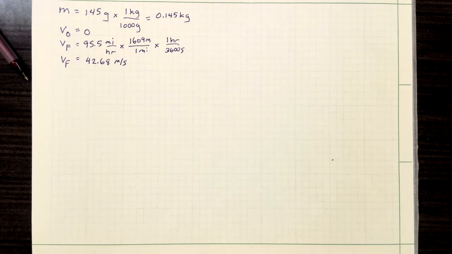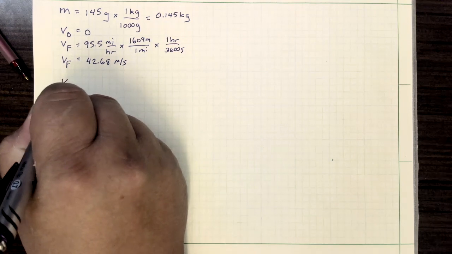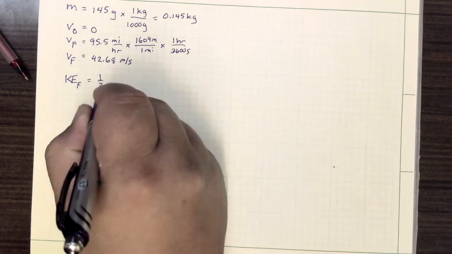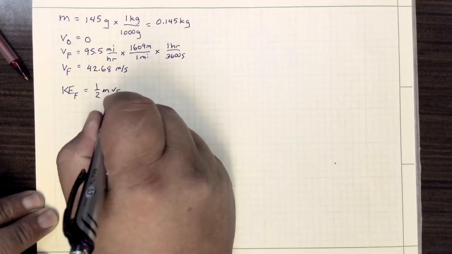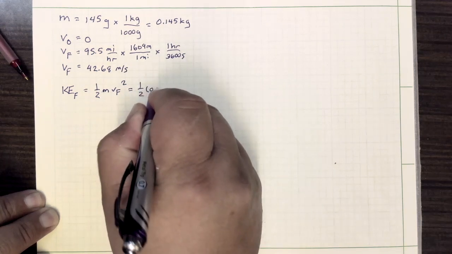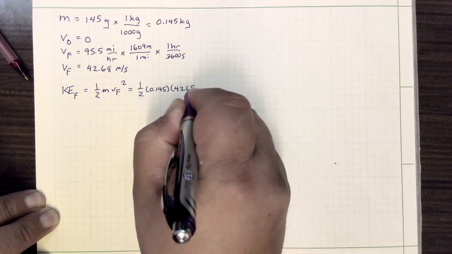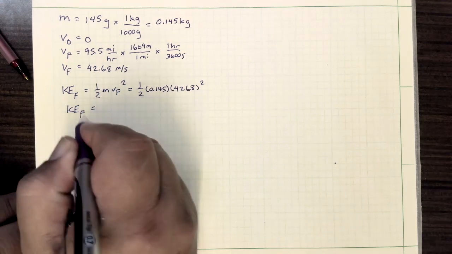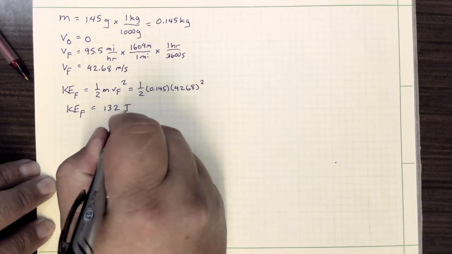And that's all the data we need to answer the first question, because we know that the final kinetic energy is equal to 1/2 times the mass of the baseball times the final velocity squared. Well, that's just 1/2 times 0.145 times 42.68 squared. That gives us a final kinetic energy of 132 joules.